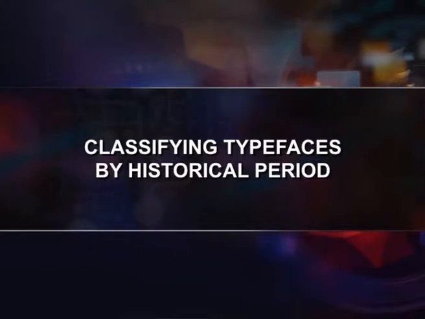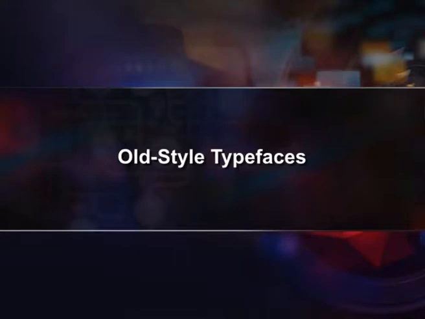Classifying typefaces by historical period. Historical categories that are commonly used include old style, transitional and modern. Old style typefaces. The term old style generally refers to the Roman types that were designed in Italy in the late 15th and early 16th centuries, and those that have since followed their style. Old style faces continue to be the most popular typefaces for setting text. The principal feature of old style types is the slight contrast between thick and thin strokes of the characters.